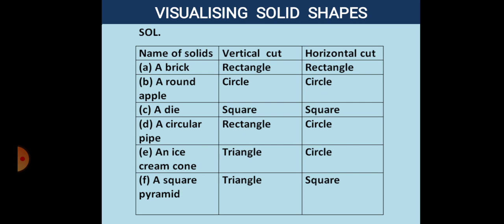E, an ice cream cone. In this we get a triangle in case of vertical cut and circle in case of horizontal cut. F, a square pyramid. In this we get a triangle in case of vertical cut and square in case of horizontal cut.